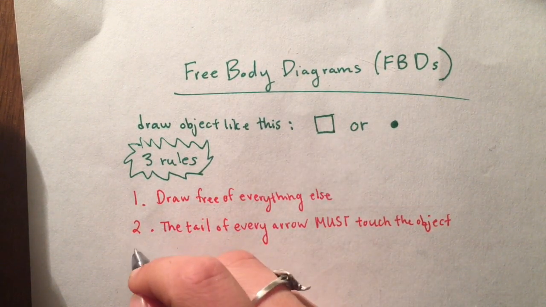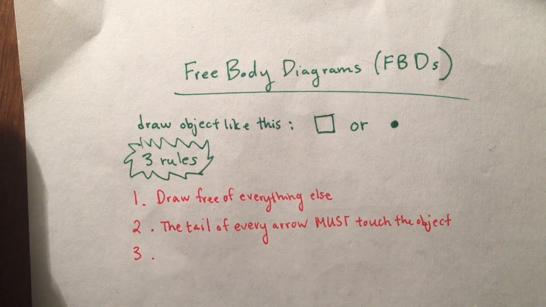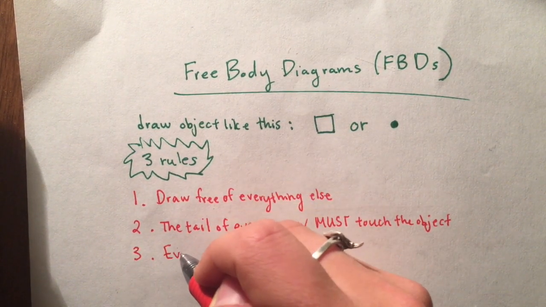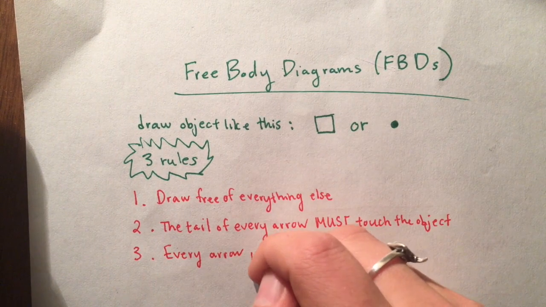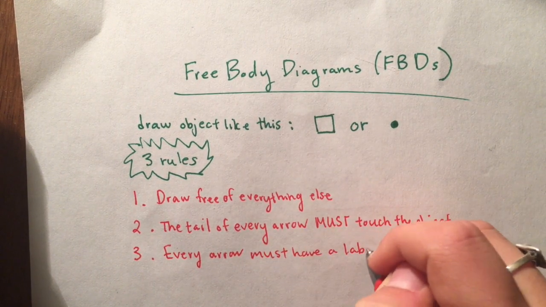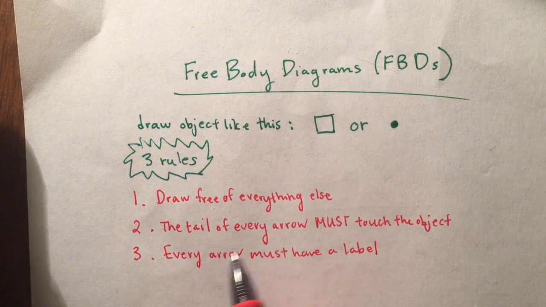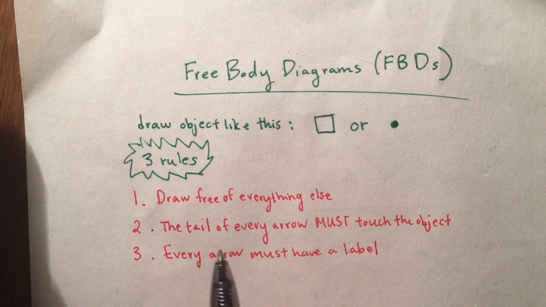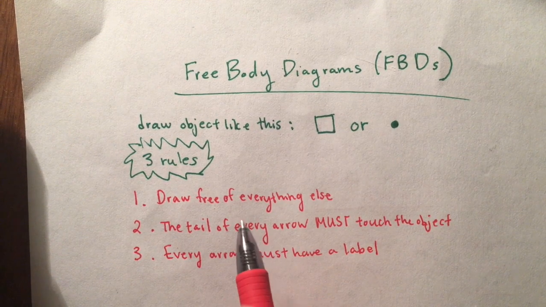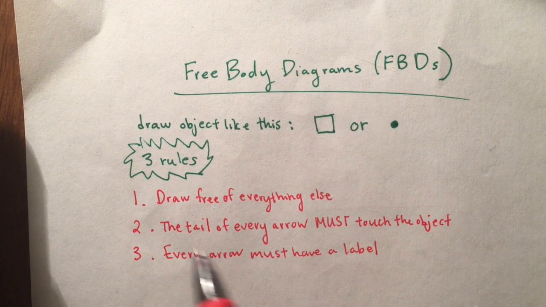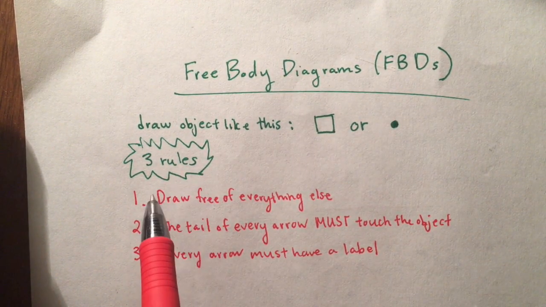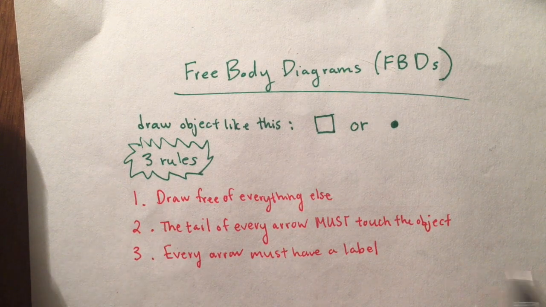You want the tail. And the third rule is every arrow must have a label. So if every arrow represents a force, you have to label every single force. You have to label every single arrow. Let's give some examples now so that you can see how we apply these rules when we're actually drawing a free body diagram.